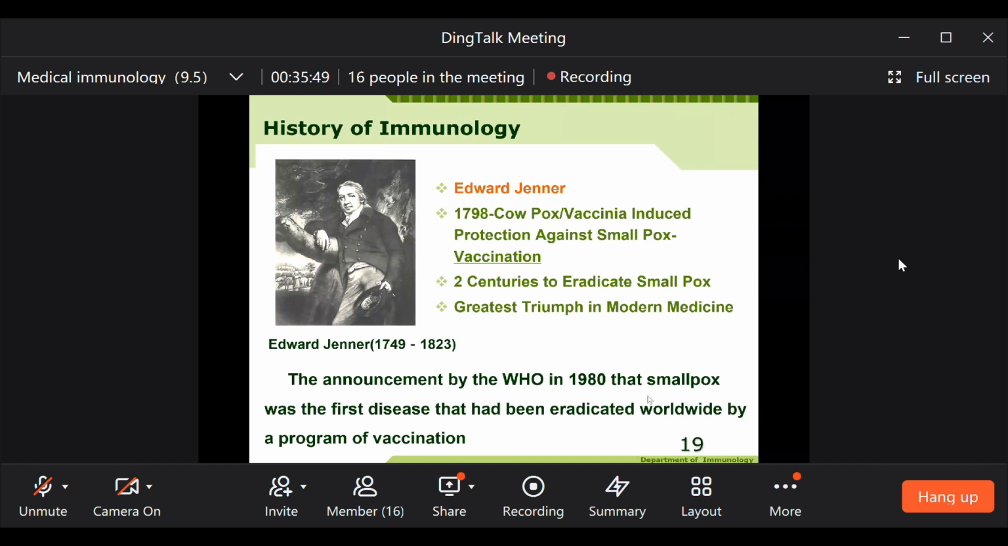So Jenner used cowpox as a vaccine to help protect people against smallpox. Jenner used the virus from the cowpox and inoculated it into humans to help them resist smallpox. And this method is called vaccination.